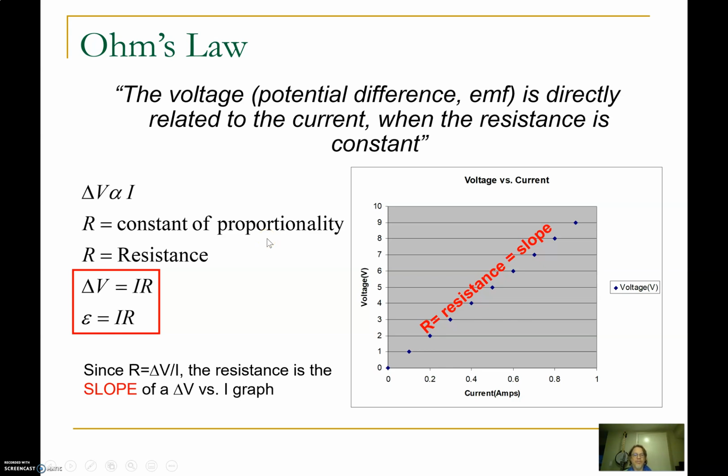In reality, if you used real light bulbs that had a filament, the more current, the hotter they are, they actually have a greater resistance. So it's not really a straight line. But for Ohm's law, we're talking about things that are ohmic that have a constant resistance.